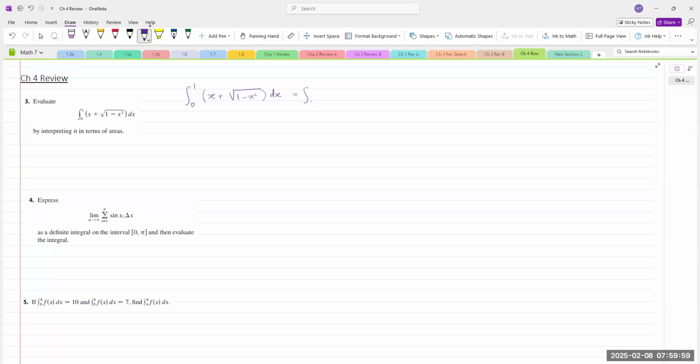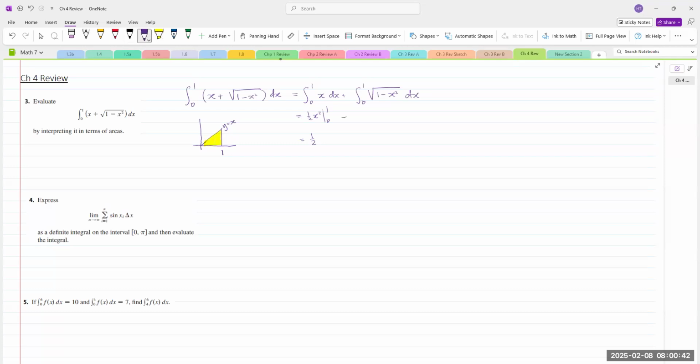I will split that into the sum of two integrals, and then interpret them geometrically. So the first one is the integral from 0 to 1 of y equals x. If we integrate that, you see this is integrable, right? This is 1/2 x squared from 0 to 1. You will see that's 1/2, which is the area of this triangle here. The base is 1, height is 1, therefore the area is 1/2.